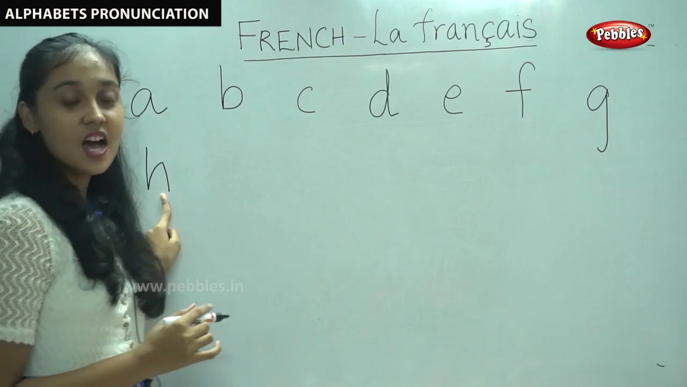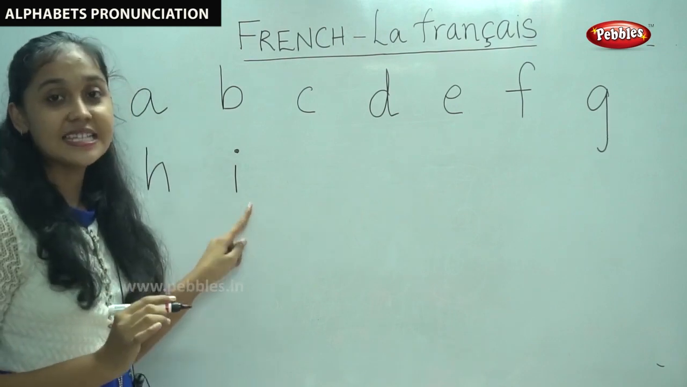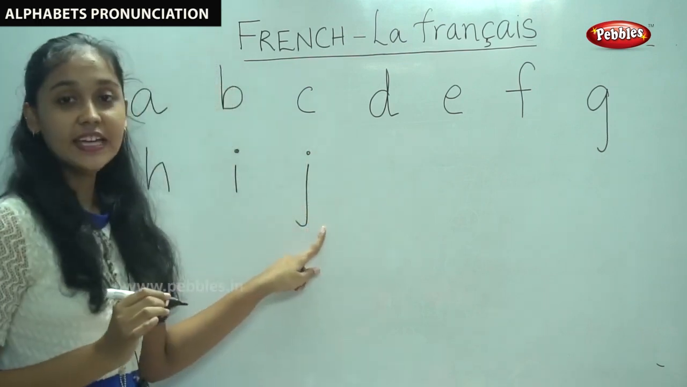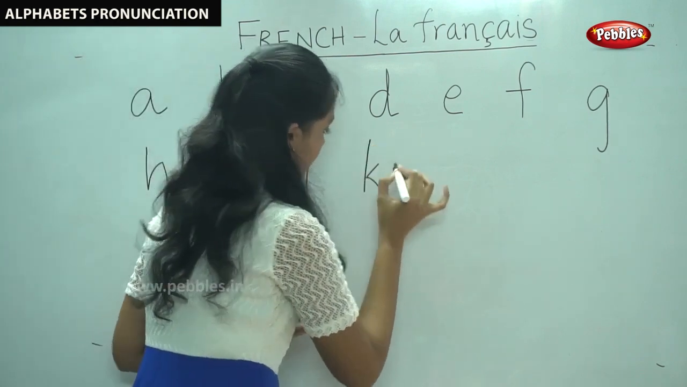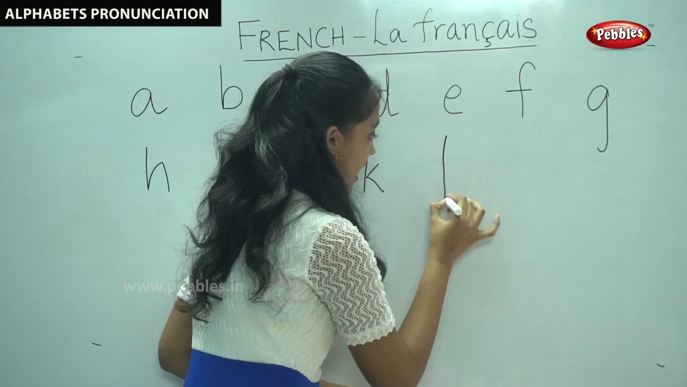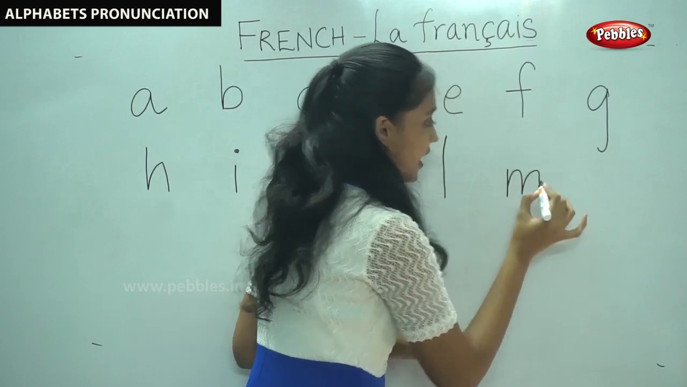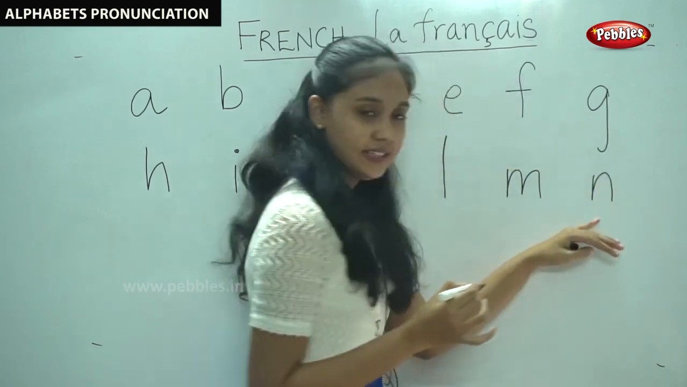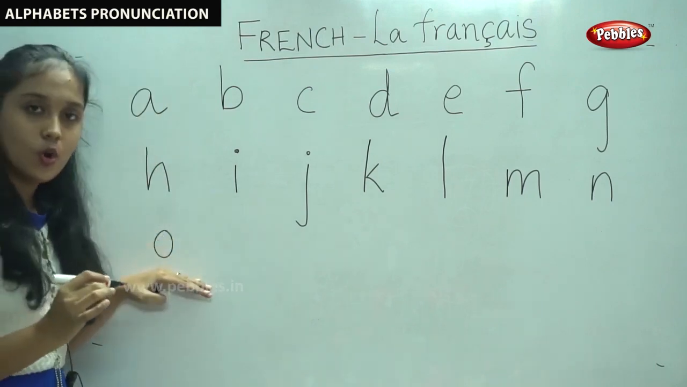H is pronounced as hush. The letter I is pronounced as E. The letter J is pronounced as G. The letter K is pronounced as K. L remains the same, L. M is pronounced as M. N is pronounced as N. The letter O also remains the same.